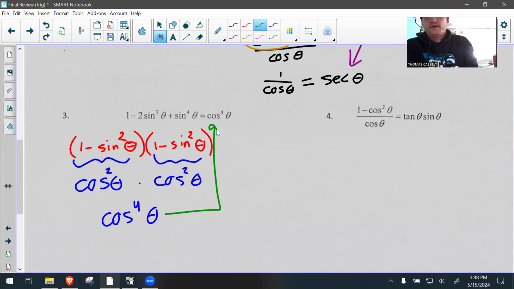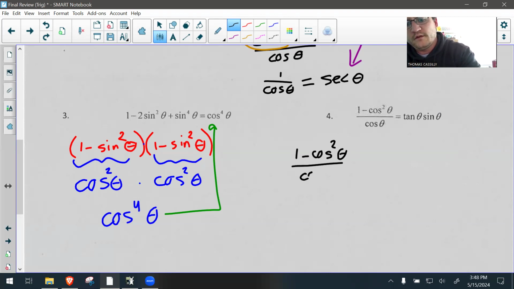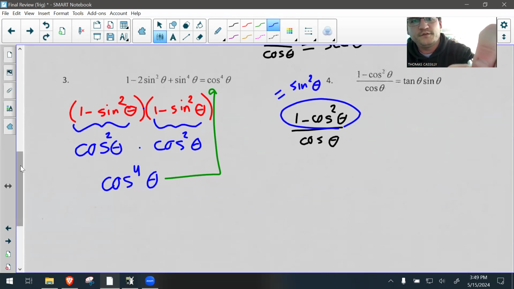Now we're trying to get to a tangent and a sine of theta. All right, this one. Look at that top. I'm just going to rewrite it. 1 minus cosine squared of theta all over cosine of theta. This top here, this 1 minus cosine squared of theta, equals sine squared of theta. So I'm going to turn the whole top into the sine squared of theta all over cosine of theta.